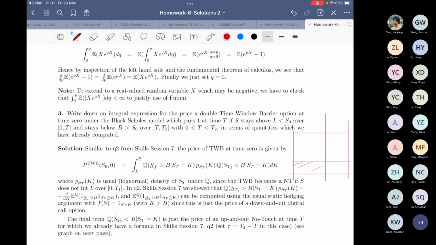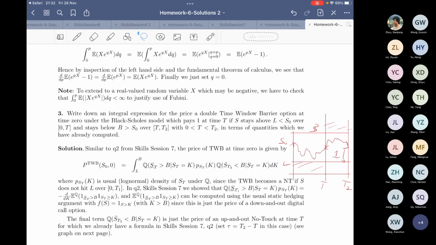So yeah, there's my barrier, and there's my other barrier. That barrier is L. That barrier is B. Here's S0. Here's T, and there's T2. And as we said, this thing pays 1, if we don't hit that barrier and then we don't hit that barrier, if that happens, then we make 1. And so the other thing I said was that once we get to this point, the thing just becomes an up and out no touch because this lower barrier then ceases to be relevant.